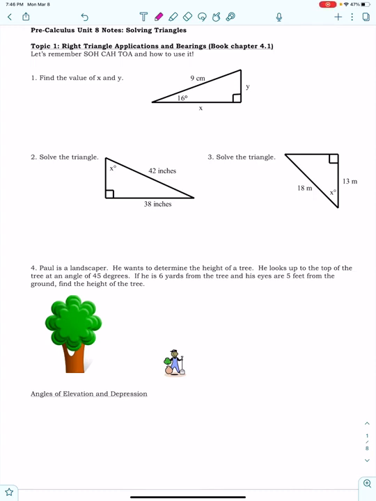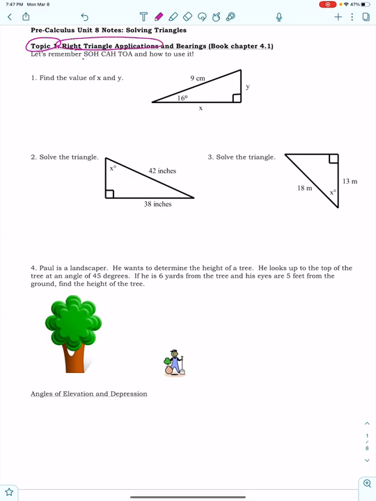All right, pre-cal, in this video, we are going to be looking at Unit 8, solving triangles. So in our very first video, we're going to be talking about Topic 1, right triangle applications and bearings. How very exciting. Okay, so we're going to go ahead and start. You'll notice that all of these are right triangles. That's because we're going to use right triangle applications.